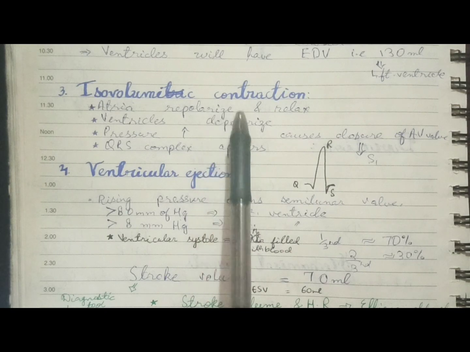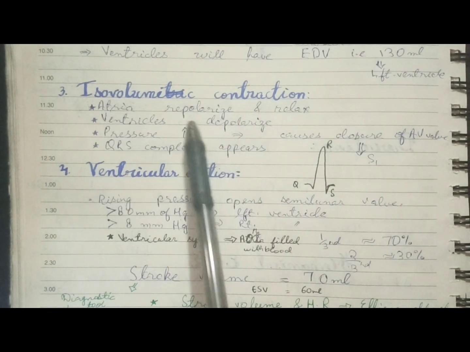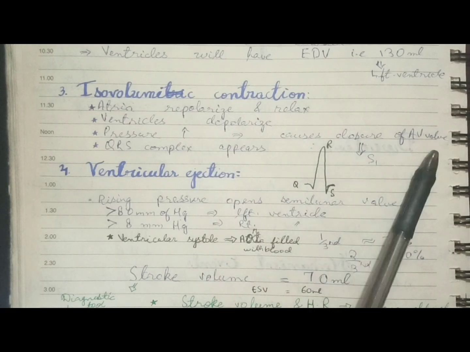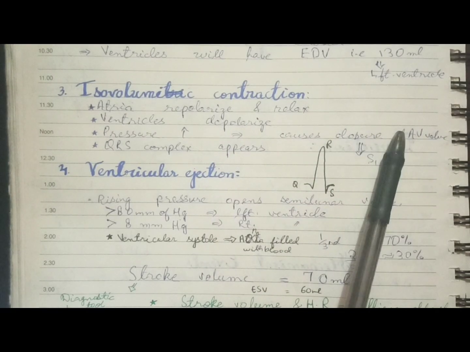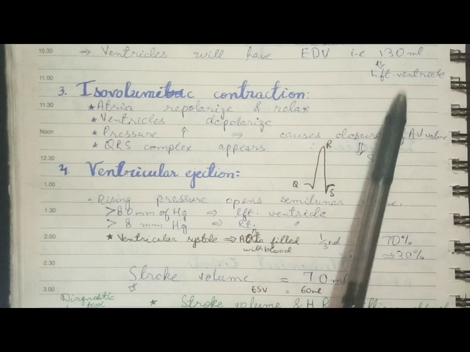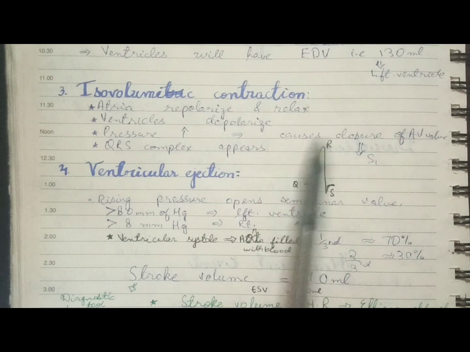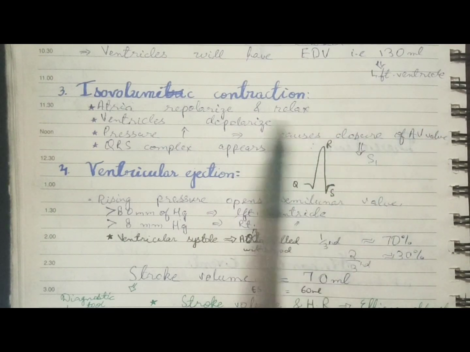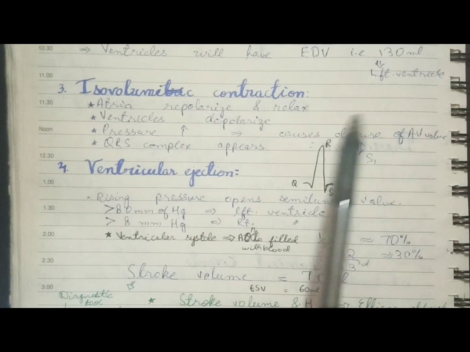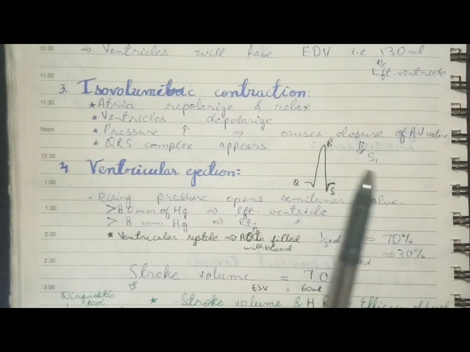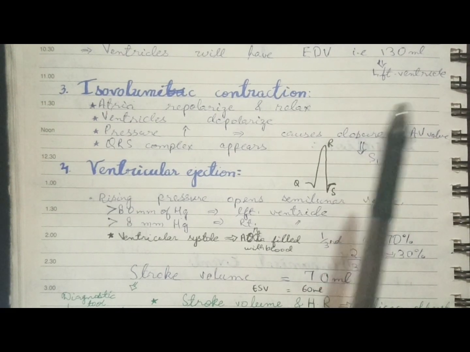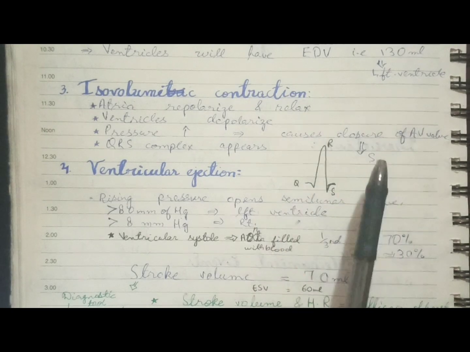So when the isovolumic contraction occurs, I've already told you that there will be an increase in the pressure. This increase in the pressure causes closure of the AV valves, and thus there will be isovolumic contraction, because the aortic valve is already closed and the AV valve will also be closed. The volume of the ventricles won't change in this phase. Due to the closure of AV valves, a sound known as S1 will be generated, where AV valve closure means the tricuspid valve closure or the mitral valve closure.